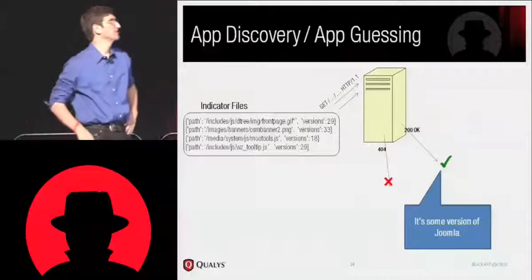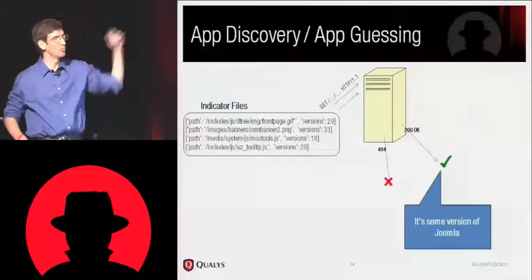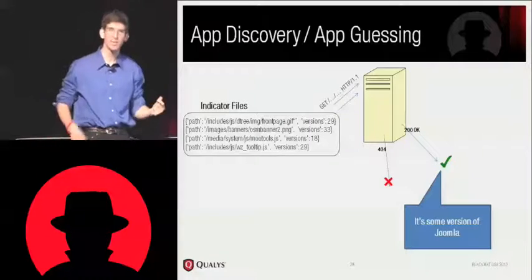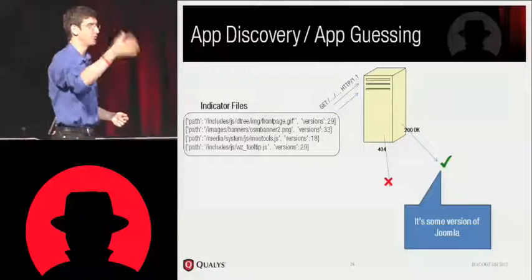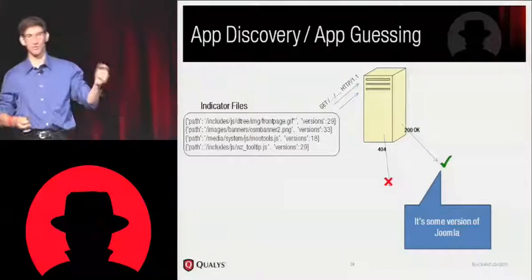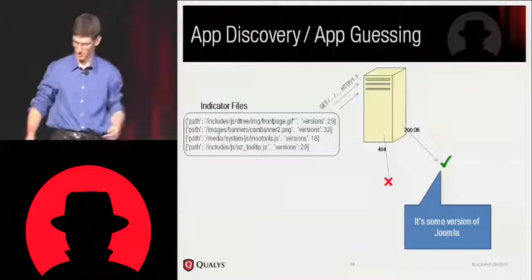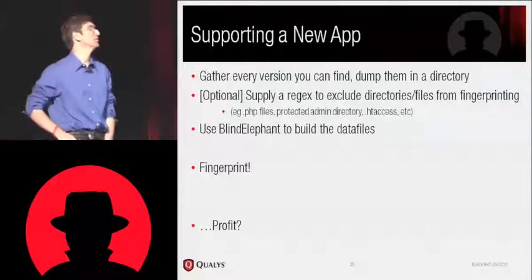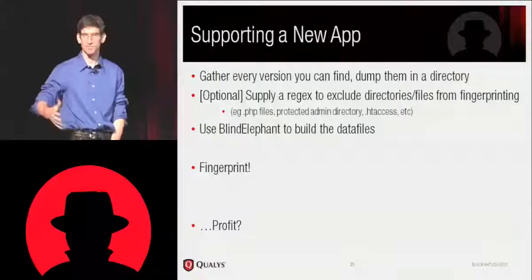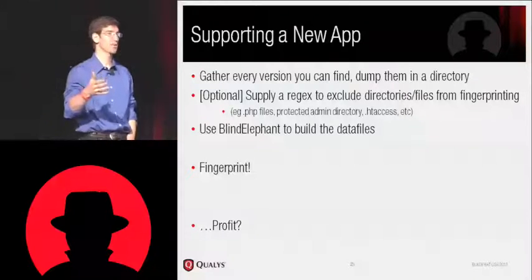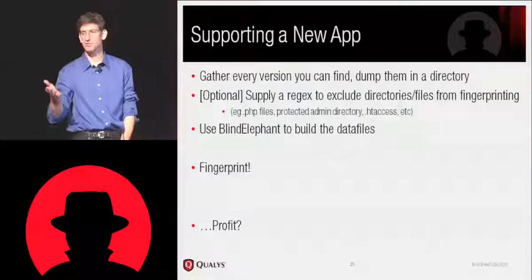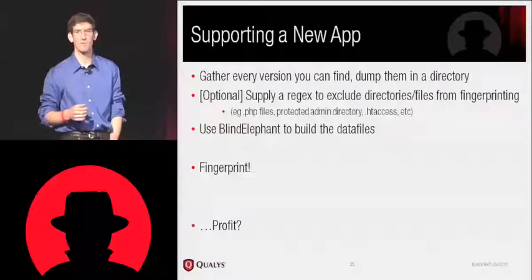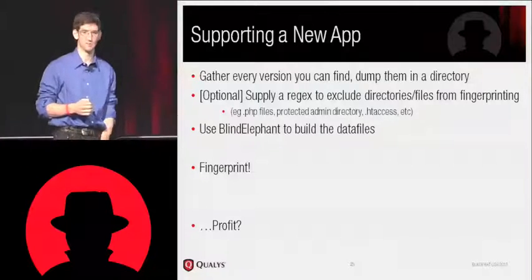So if we're doing app discovery, send those files at it. One of them should come back with a recognized hash, and bingo, it's some version of Joomla. We can then go ahead and do full-on fingerprinting, now that we know it's Joomla, using the Joomla tables. Supporting a new application is pretty simple. As I said, gather every version you can, dump them in a directory, chew through them, get out two tables on the end, and then say, whatever my new app is, fingerprint using those tables.